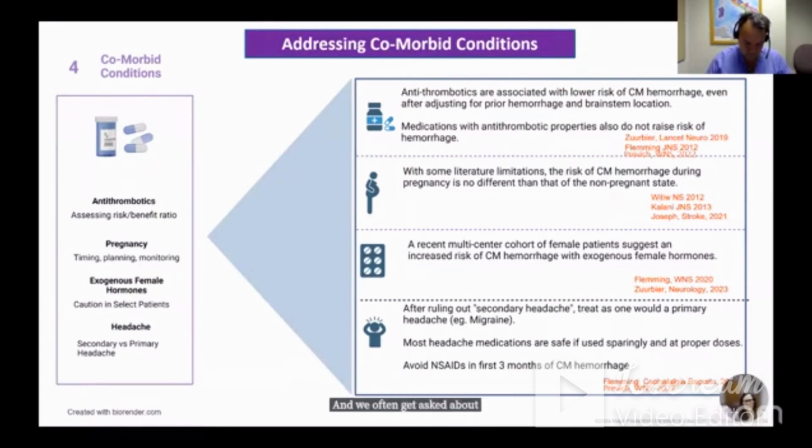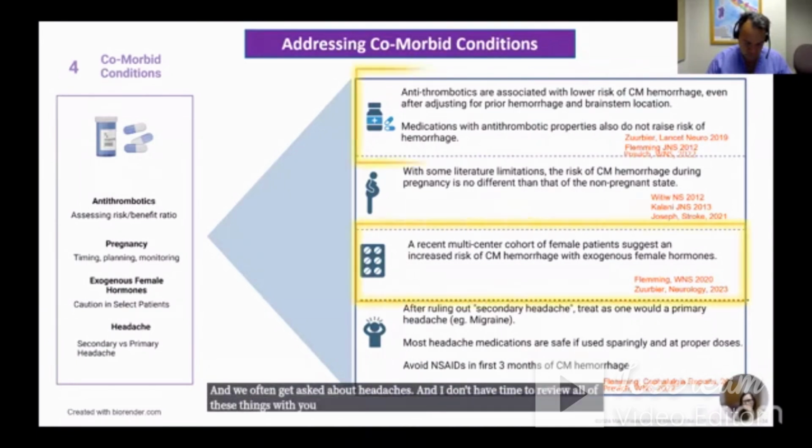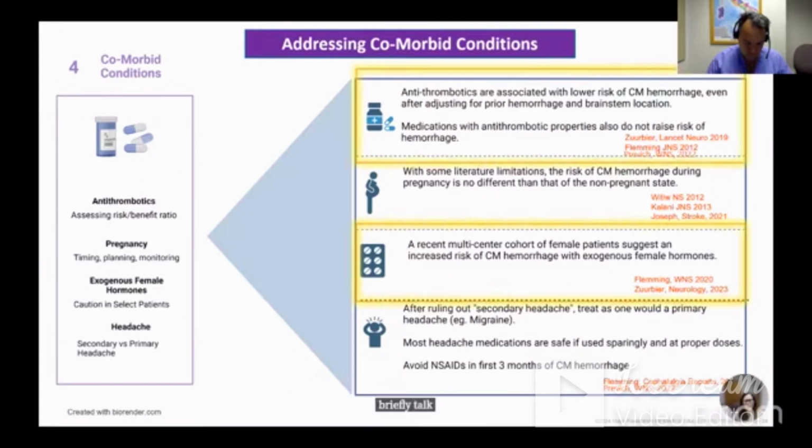And I don't have time to review all of these things with you. And so I'm going to briefly talk a little bit about the antithrombotic data and the female hormone data that might impact your patients.